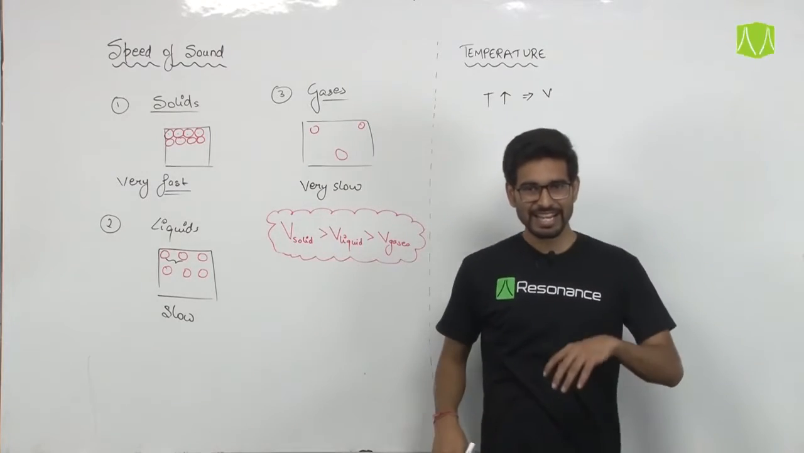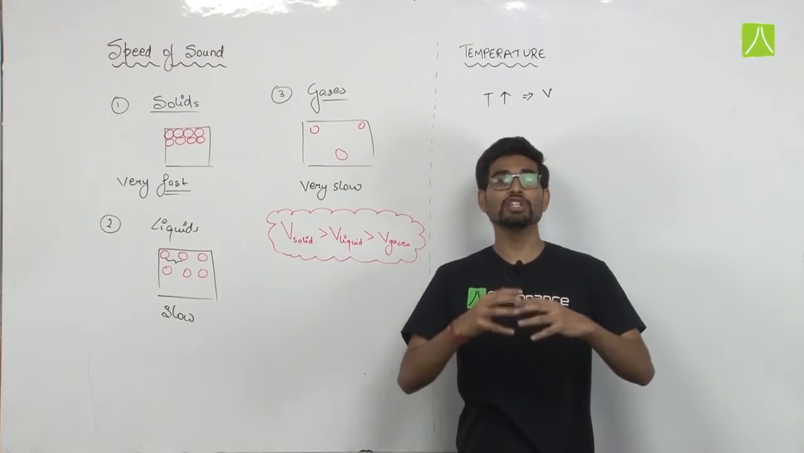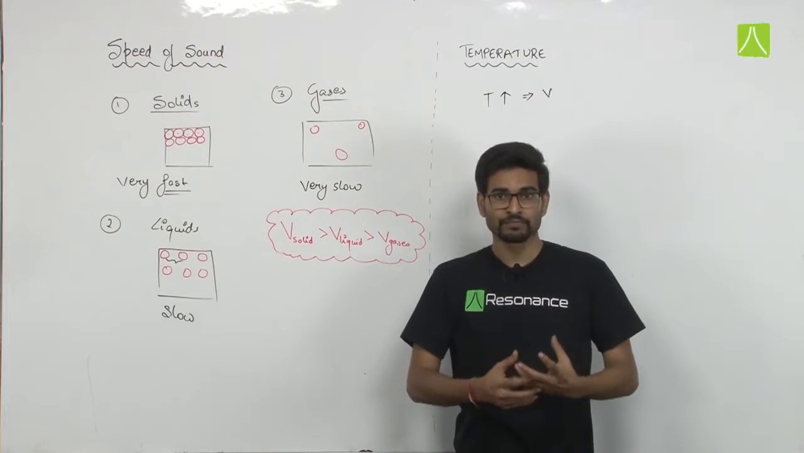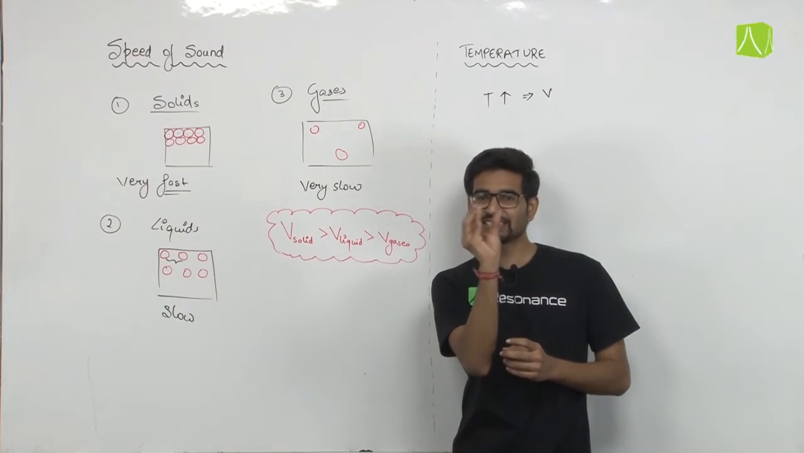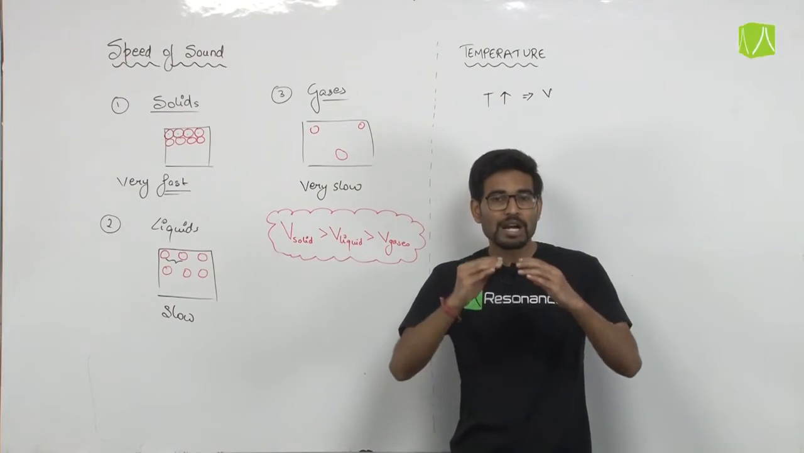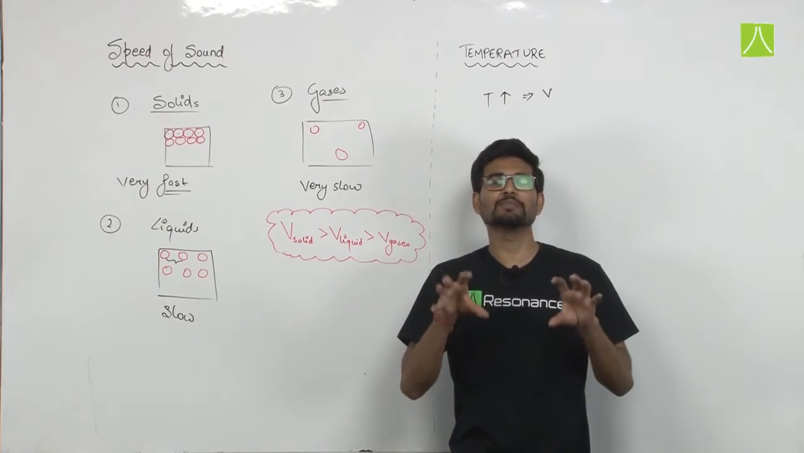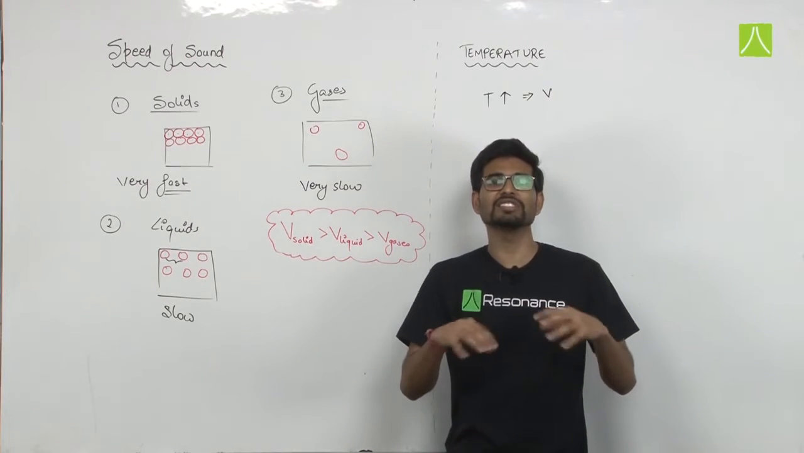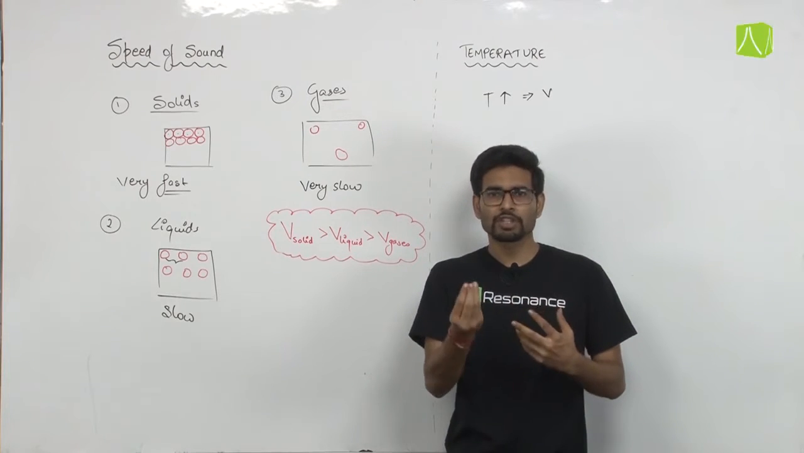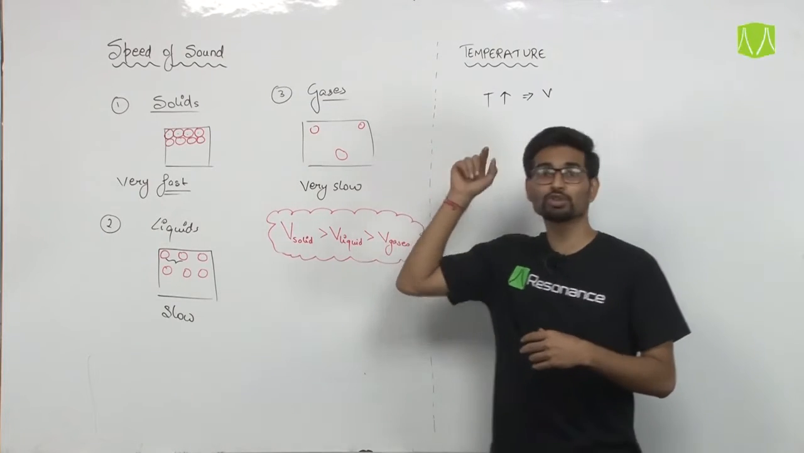Let's see. As temperature increases, what will happen? The frequency of collisions will increase. Why? Because the atoms and molecules will start moving faster. If they were moving at a certain rate at a certain temperature, and the temperature increases, they will move at a bit faster rate than previously. With the increase in temperature, the speed of atoms and molecules increases. The number of collisions taking place per unit time will be more. So the frequency of collisions will increase, hence the speed of sound will increase with the increase in temperature.